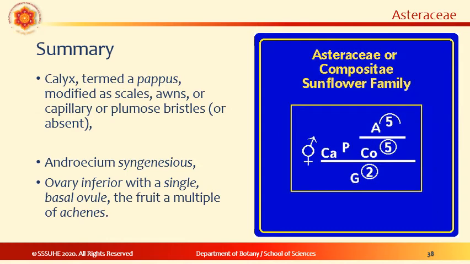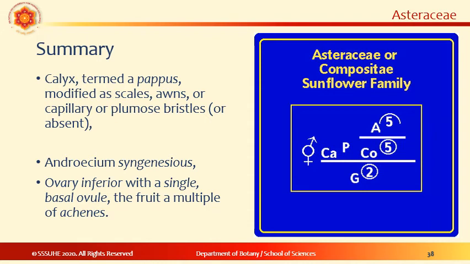Calyx is generally absent and is modified into a pappus, awns or plumose bristles. Androecium has the syngenesis condition, with an inferior ovary with a unilocular ovule. Fruit is a single achene from the inferior ovary.